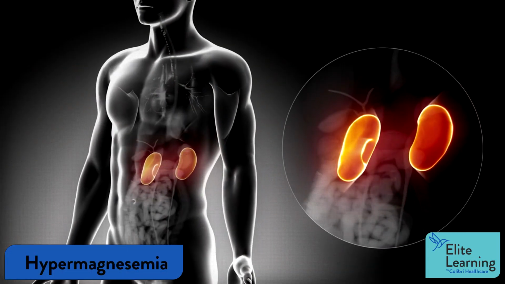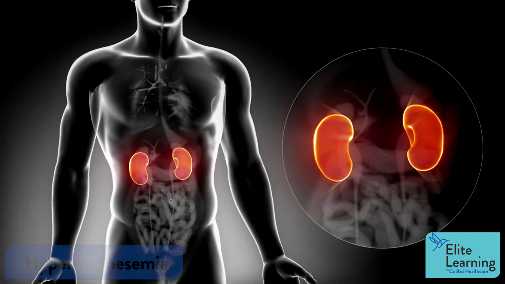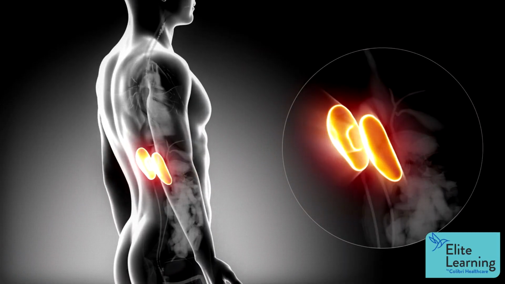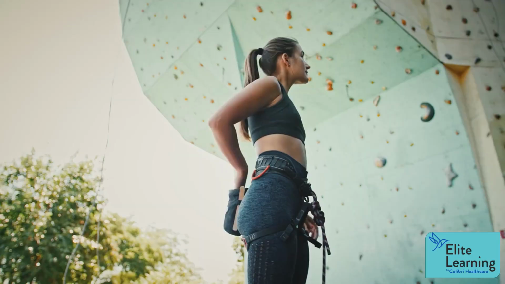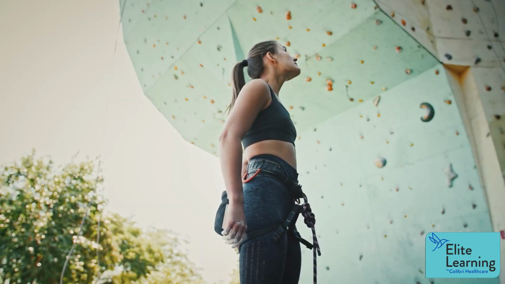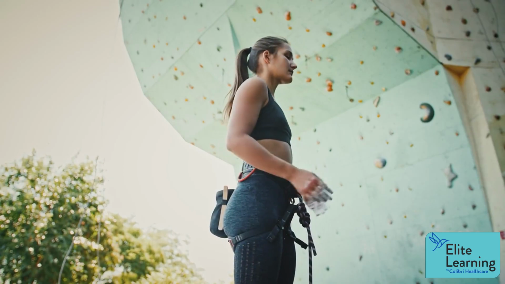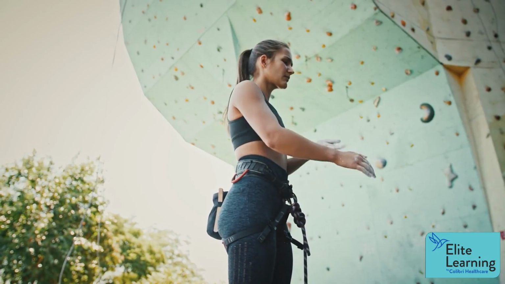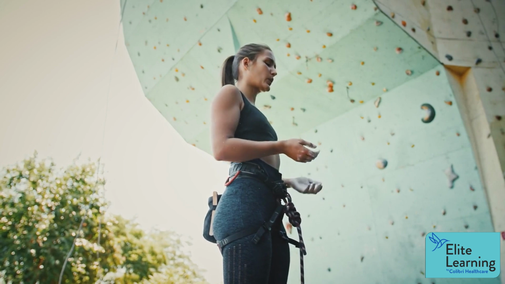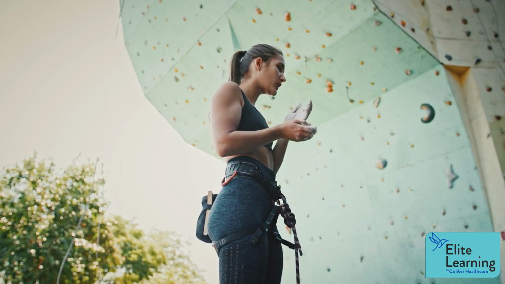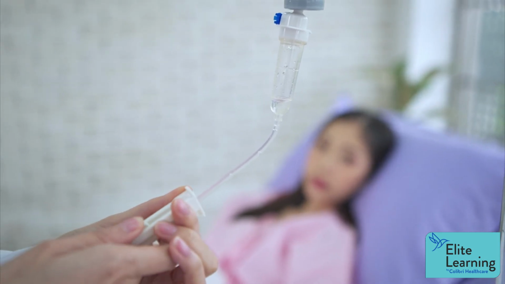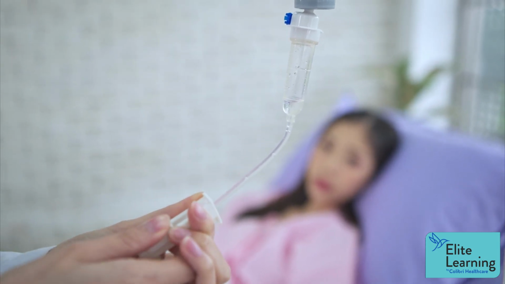Hypermagnesemia, high magnesium, is less common but serious, seen in kidney failure and excessive intake from antacids or laxatives. Magnesium acts like a sedative on the nervous system. Too much, and things slow down. Diminished reflexes, bradycardia, hypotension, respiratory depression, and in extreme cases, cardiac arrest. The antidote? Calcium gluconate. Keep it at the bedside for any patient on IV magnesium.